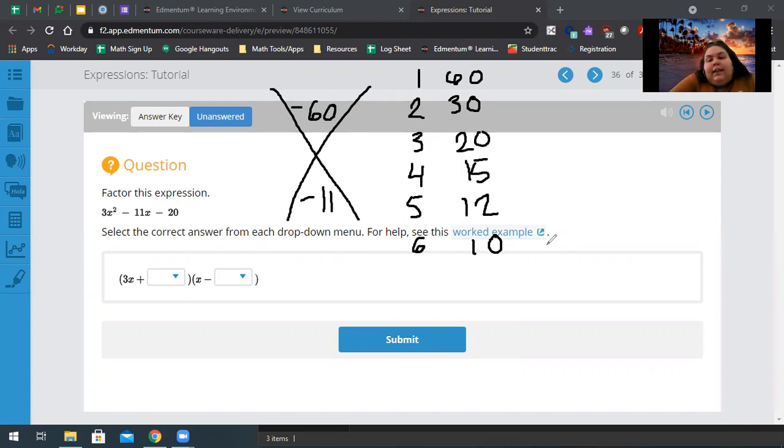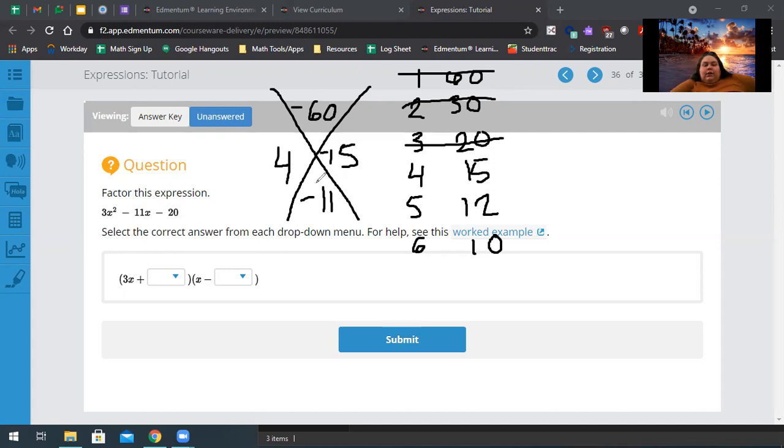Which one can give me negative 11? 1 and 60, the difference is too high. 2 and 30, no. 3 and 20 is 23 or 17. 4 and 15 is 19. But if we subtract them from each other, we get 11. So there's our numbers, 4 and 15. And now the thing is, who carries the negative again, right? If I put this to my negative 4, I know negative 4 times 15 is negative 60. Negative 4 plus 15 is not negative 11, it's positive 11. So the negative doesn't work there. It works better for the 15.